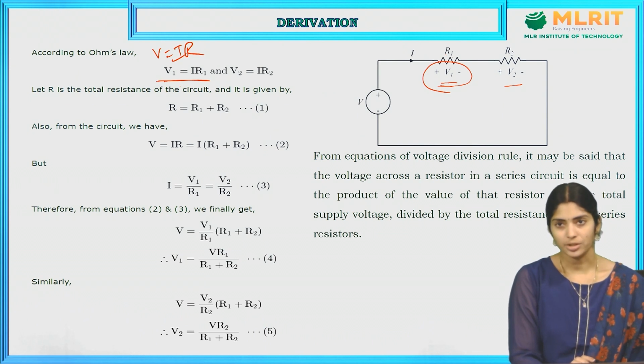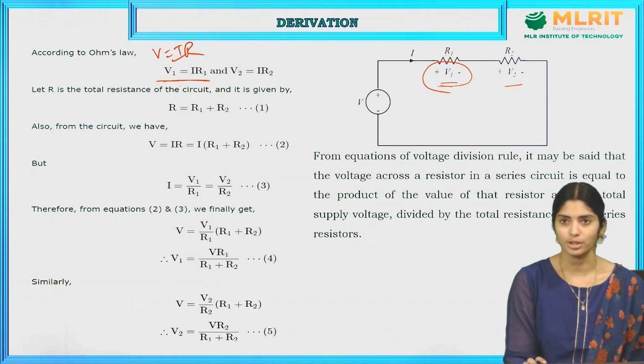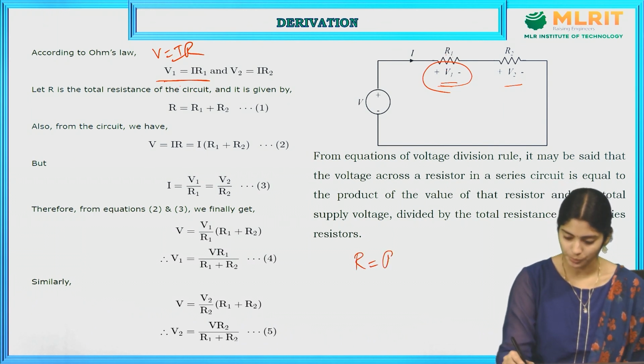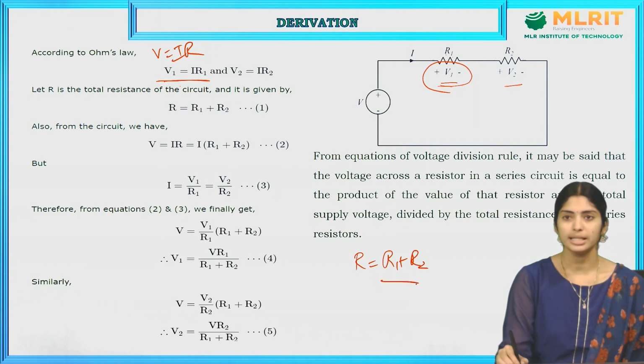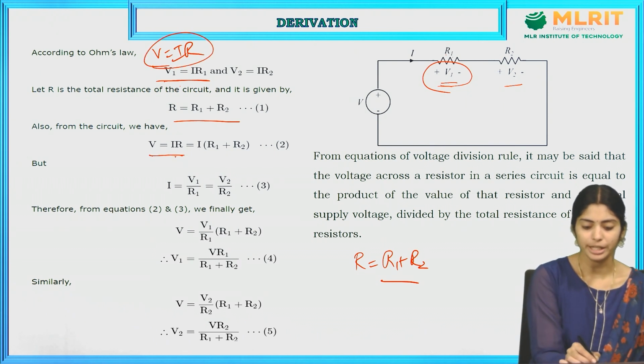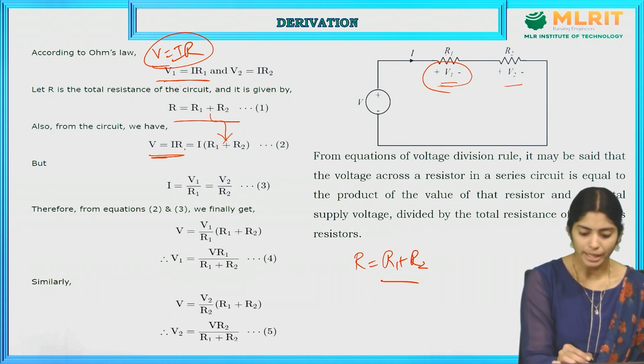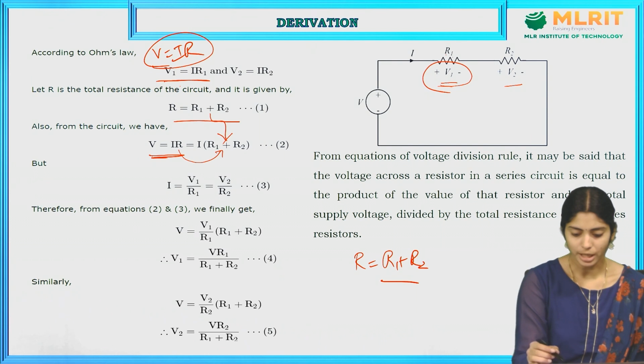Now we have to determine the total resistance of the circuit. What is the total resistance? Here two resistors are connected in series. If two resistors are connected in series, what is the equation? R is equal to R1 plus R2. The same equation I had written here. From the basic equation V is equal to I into R, substitute R1 and R2 in place of R. So V is equal to I into R1 plus R2. This is equation 2.